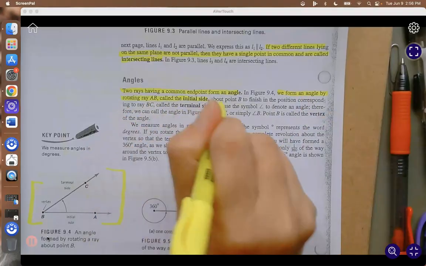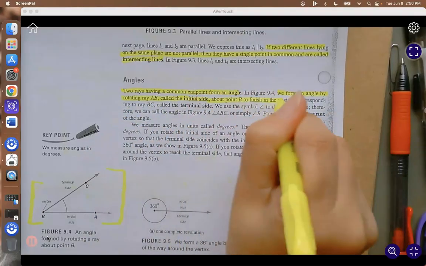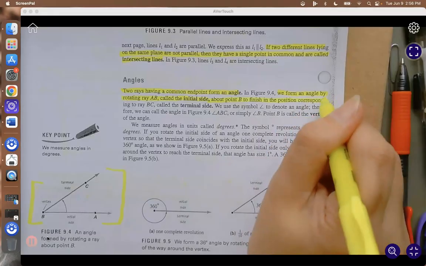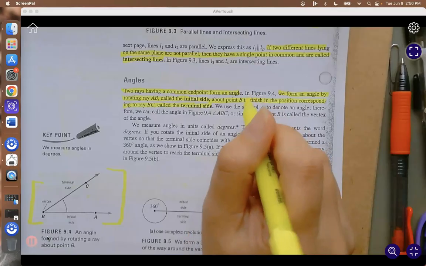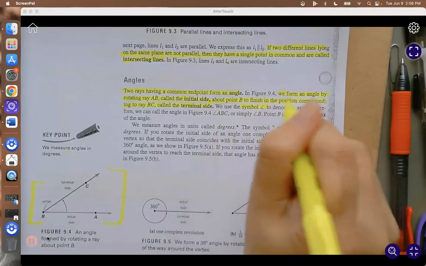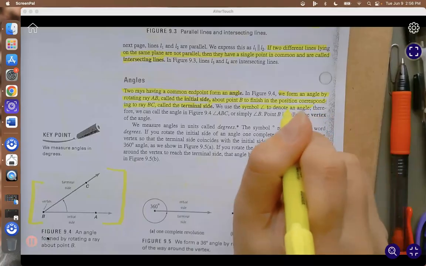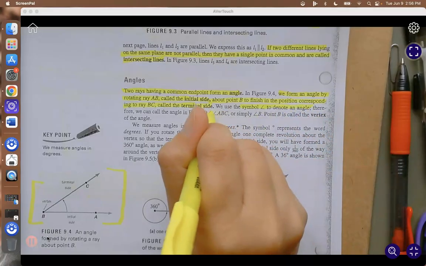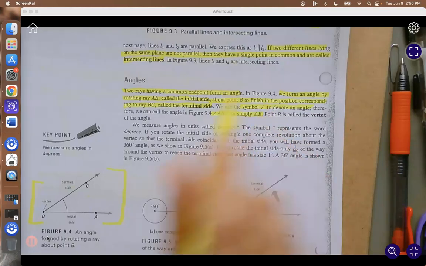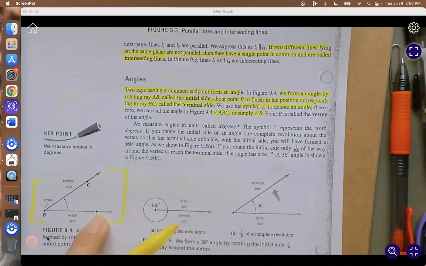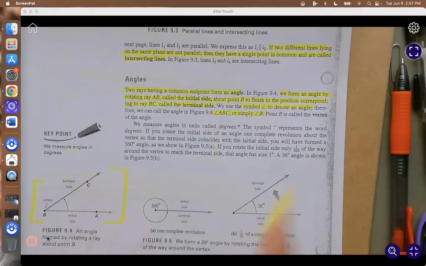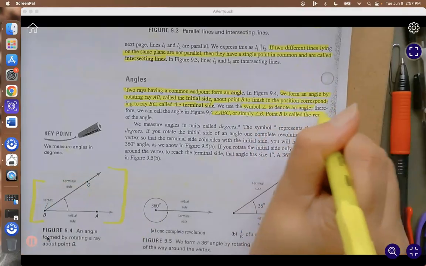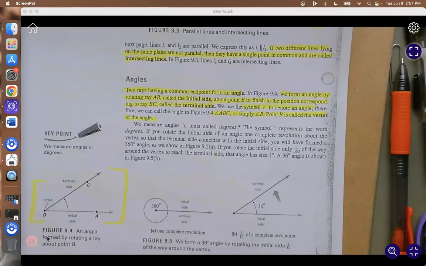And then the initial side about a point B in a finished position corresponds to a ray BC called the terminal side. We use the symbol that looks like an angle to denote an angle. Therefore, we can call this angle ABC or simply angle B. Now, if you want to label it with 3 letters, remember your vertex has to go in the middle. So this could be CBA or ABC. The vertex has to be in the middle. Point B is called the vertex of the angle.